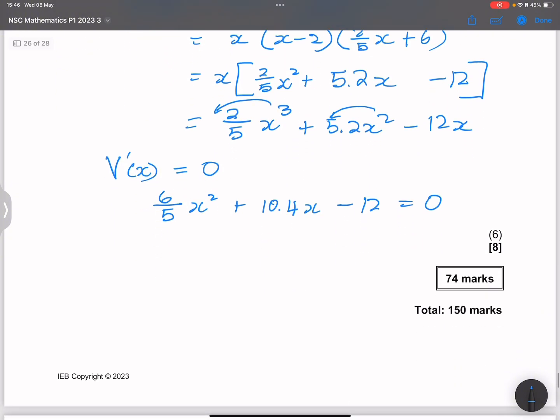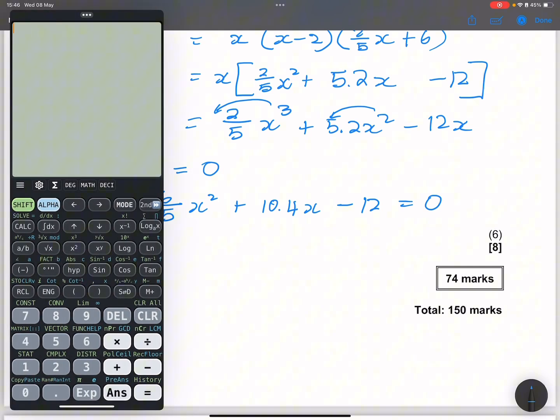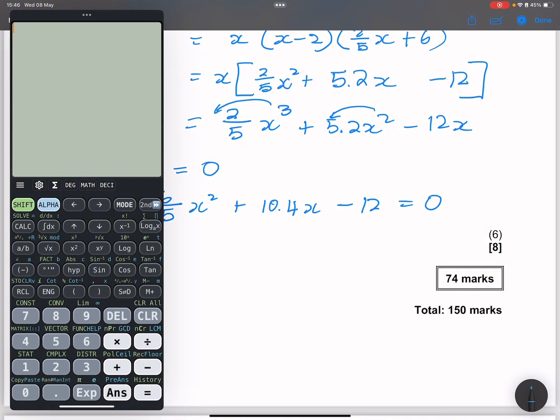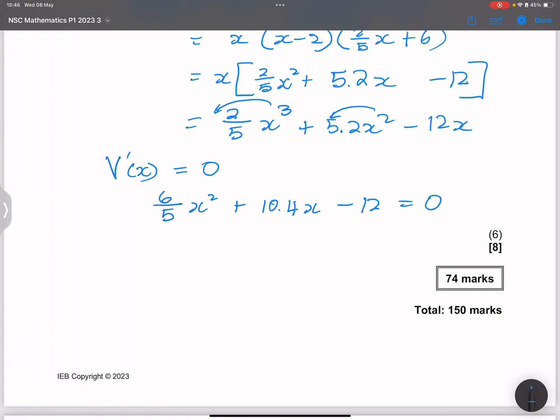All right, ladies and gents, if I represent the 6 over 5, 1 over 5 is 0.2, so 6 divided by 5 gives me 1.2. So I'm just going to write it in its decimal form. So that's 1.2 there.